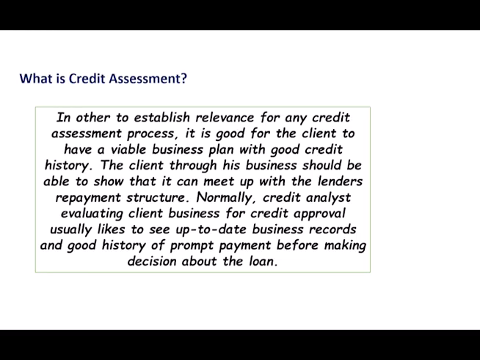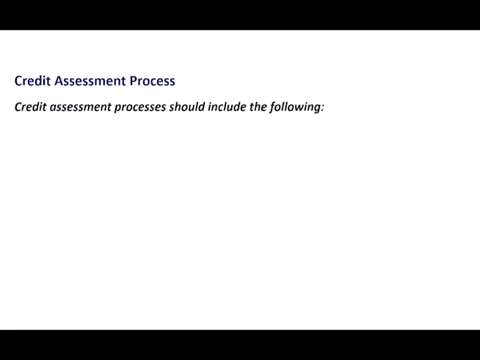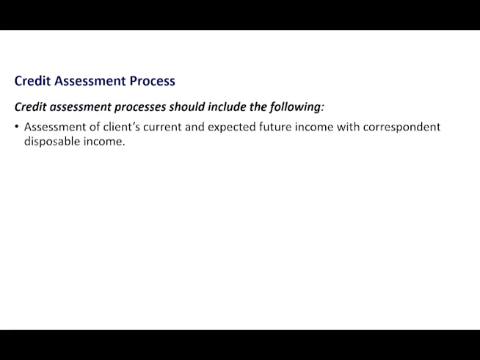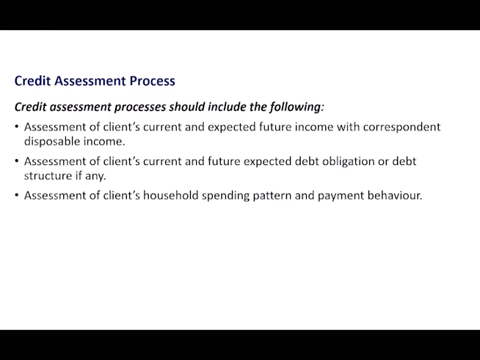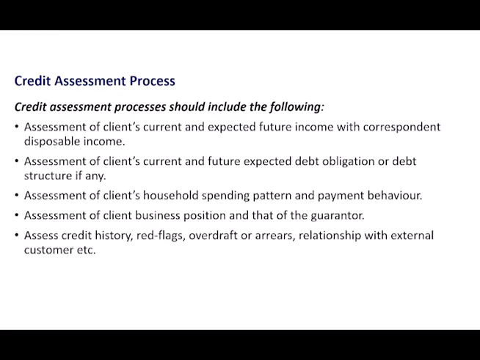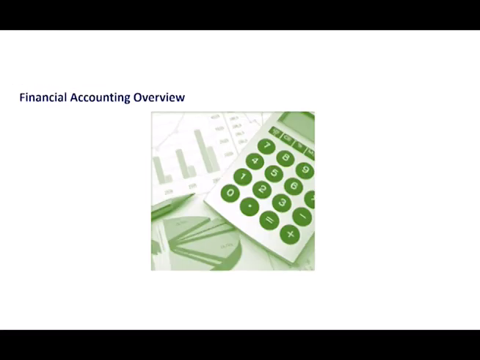Normally, a credit analyst evaluating a client's business for credit approval likes to see up-to-date business records and a good history of prompt payment before making a decision about the loan. Credit assessment processes should include the following: assessment of the client's current and expected future income with corresponding disposable income, assessment of the client's current and future expected debt obligations or debt structure if any, assessment of the client's household spending pattern and payment behavior, assessment of the client's business position and that of the guarantor, and assessment of credit history, red flags, overdraft or arrears, relationship with external customers, etc.